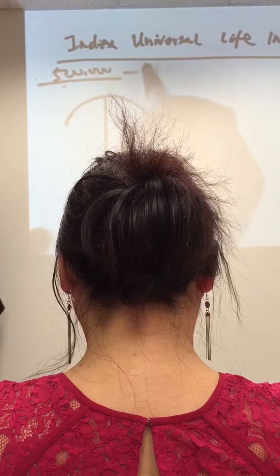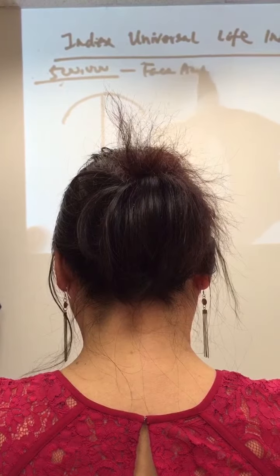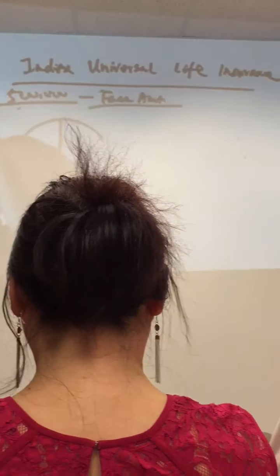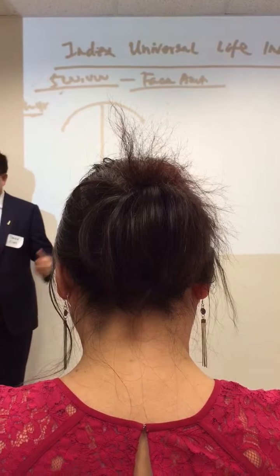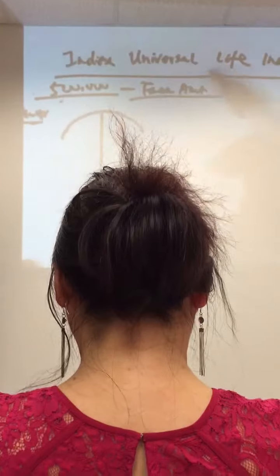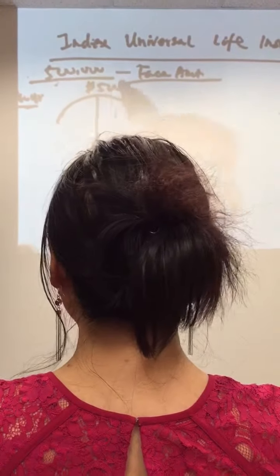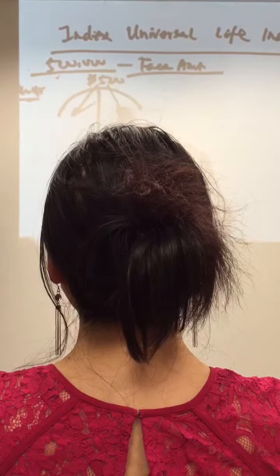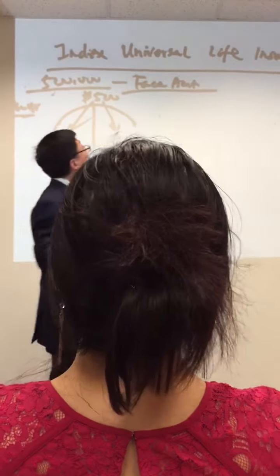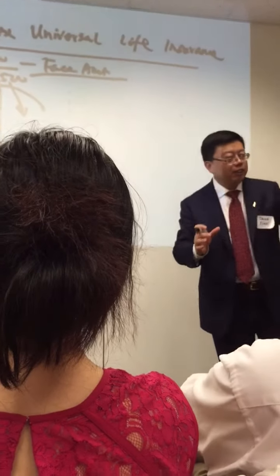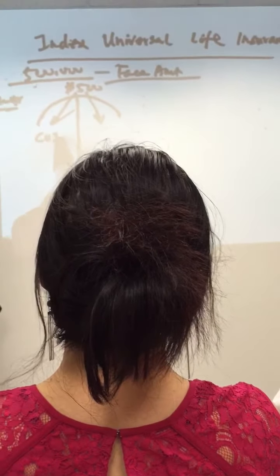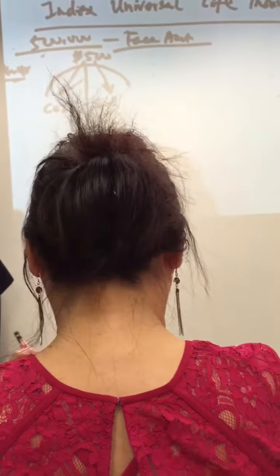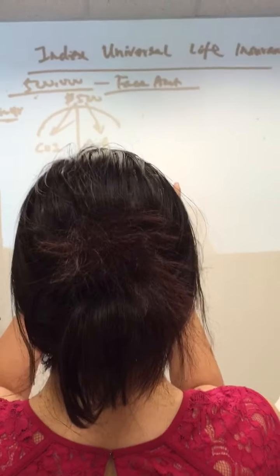coverage, we call the face amount. And a 40-year-old male, health is normal. So every month, let's say for example, you pay $500 a month. When you pay $500 a month to the insurance company, a percentage of the $500 goes to the insurance. We call that the cost of insurance. And the rest of the money goes to the cash value.